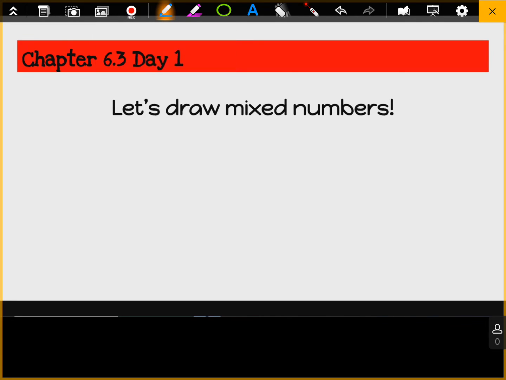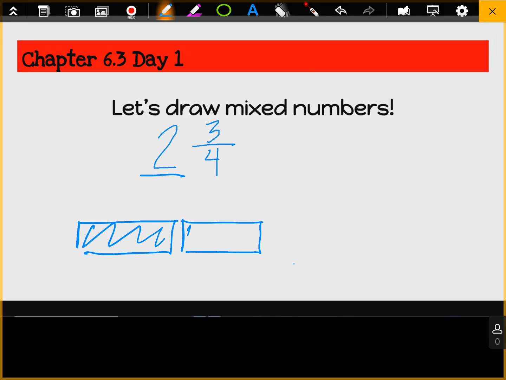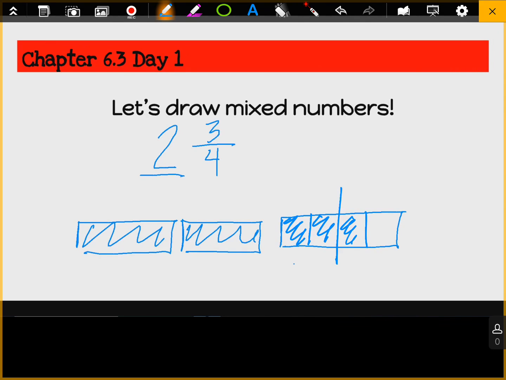Let's look at the mixed number 2 and 3/4. First, draw your whole number, 2 wholes. Next, draw your fraction, 3/4. To create 3/4, start with a whole, cut your whole into 4 equal pieces, and color in 3 of those equal pieces. This model represents the mixed number 2 and 3/4.